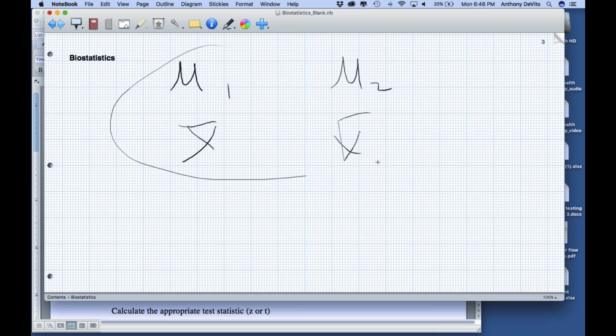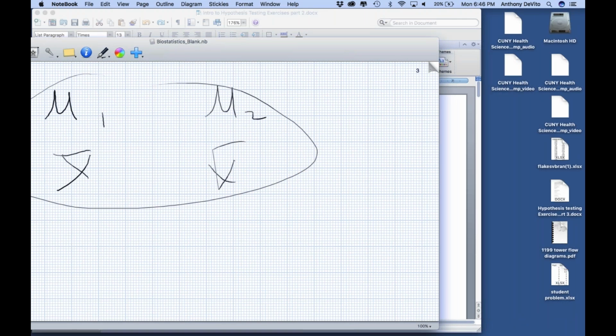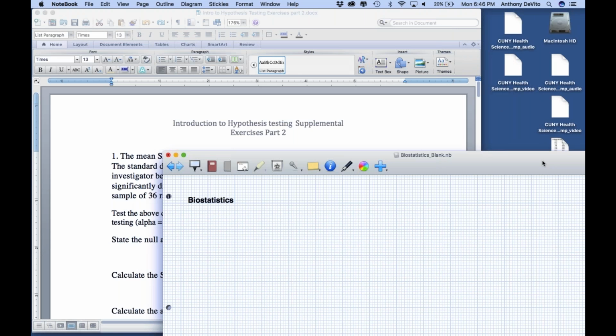So most of the time we're going to be working with two samples instead of one, because it's a rare event that we know the population of any mean, unless we have a census and we test everybody. Okay, so I'm going to take a look at an example of this.